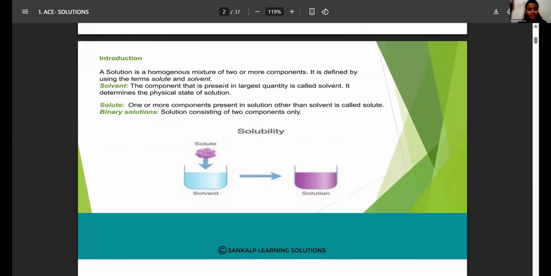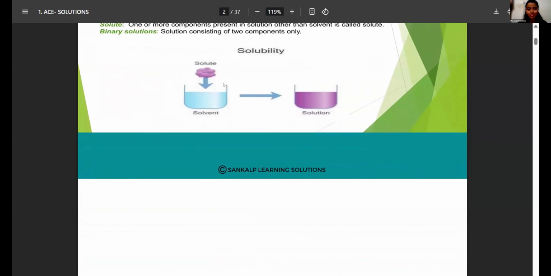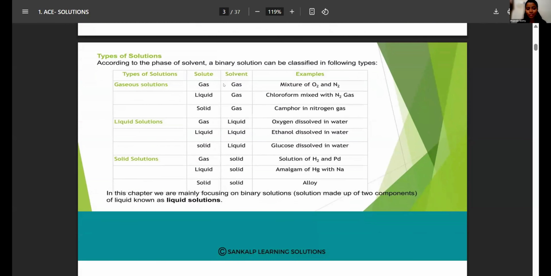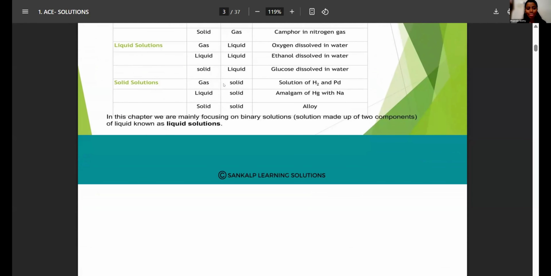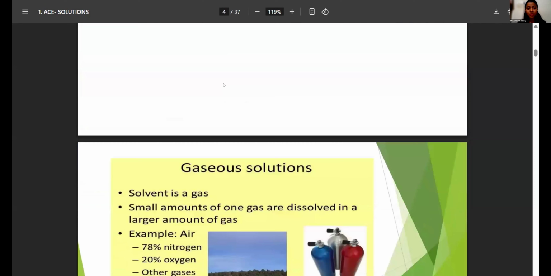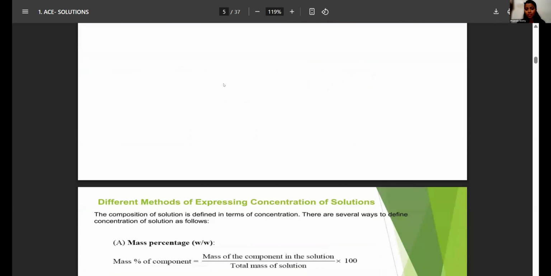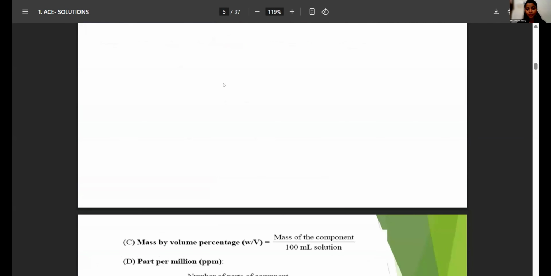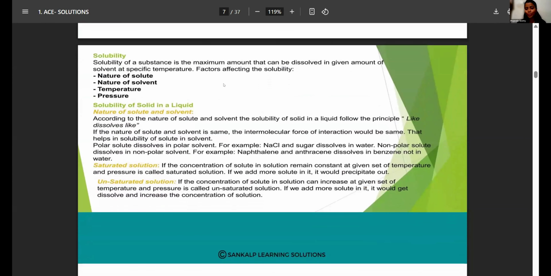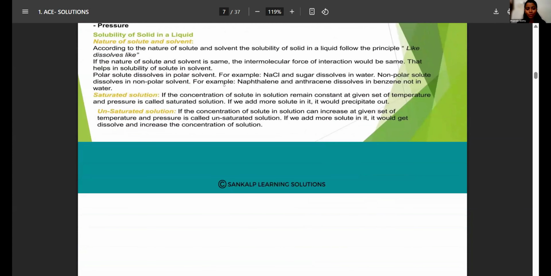We studied what is solution and what is solvent and what is solute, what is binary solutions. Then we have also seen the types of solutions, which is gaseous solutions, liquid solutions, and solid solutions. Then we have also seen the different ways of expressing the concentration of solutions. And we moved on to solubility and the factors affecting solubility. Then solubility of solid in a liquid.